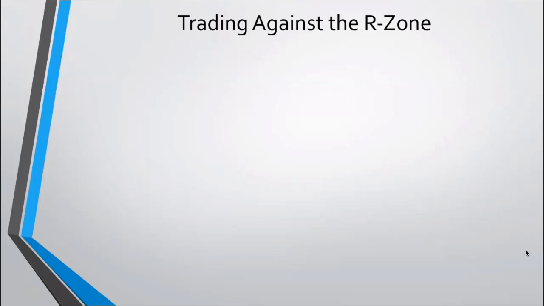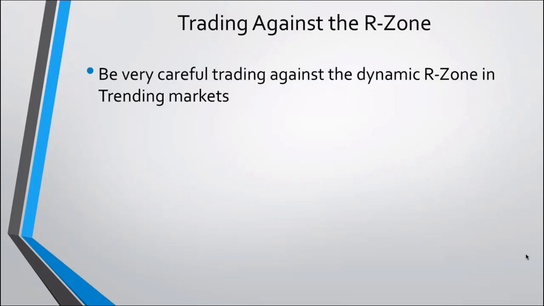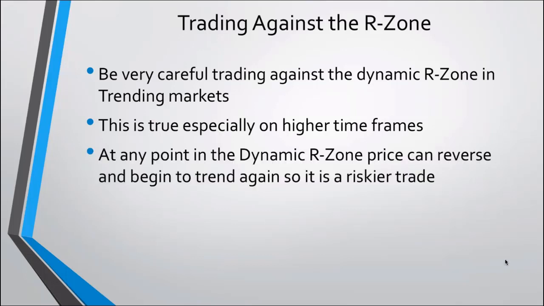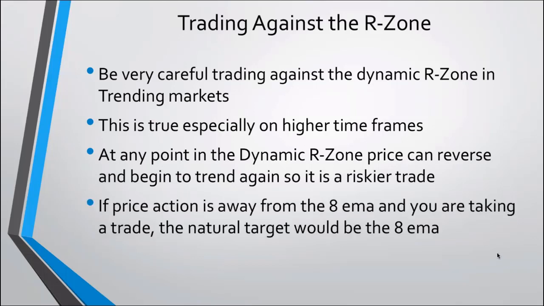So what does trading against the R zone mean? We have to be very careful of trading against the dynamic R zone in trending markets. This is true especially on higher time frames. As Mike just mentioned, higher time frames have more data in them empirically. They're just built in. So more data always is more robust patterns. At any point in the dynamic R zone, prices can reverse and begin to trend again. So it's a riskier trade.